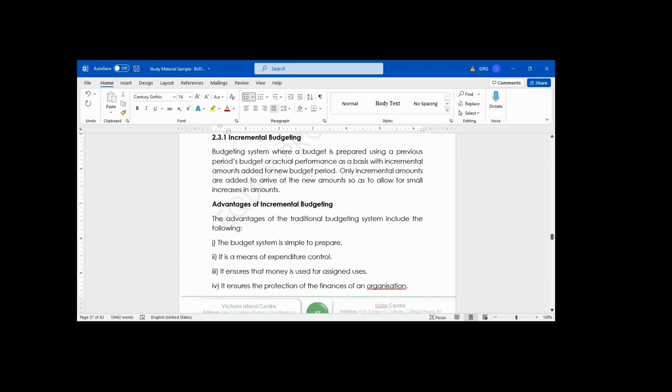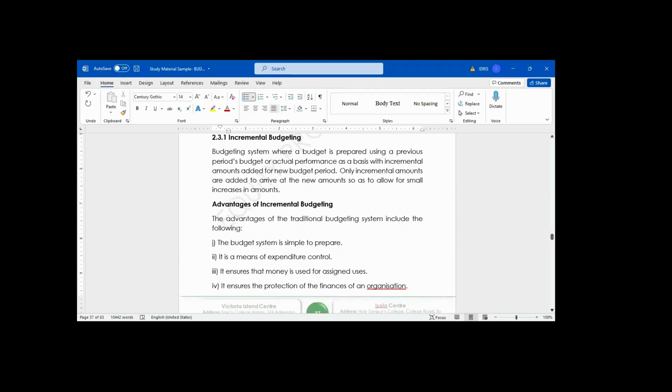Now, what are the advantages of incremental budget? The budget system is very simple to prepare. We can prepare it very simply, since we are using the format, the template that we used last year. All we need to do is to change the figures. So it's very simple to prepare.